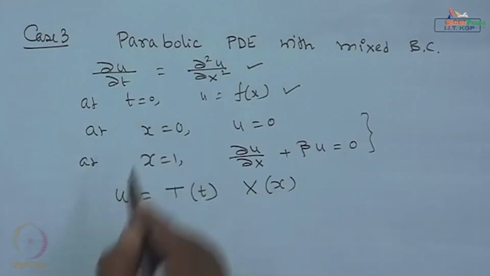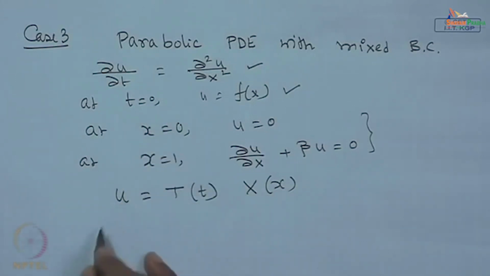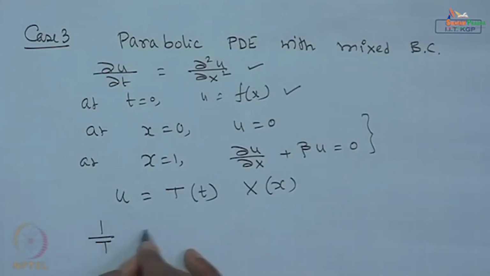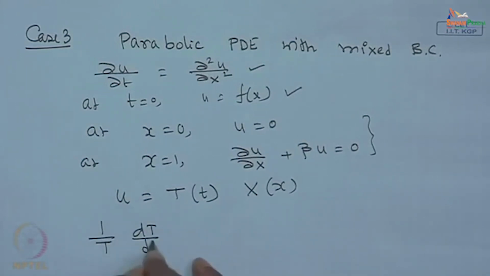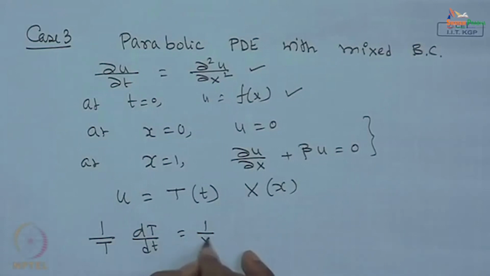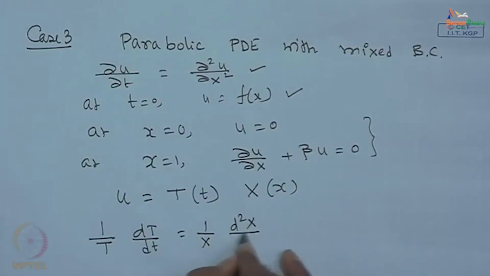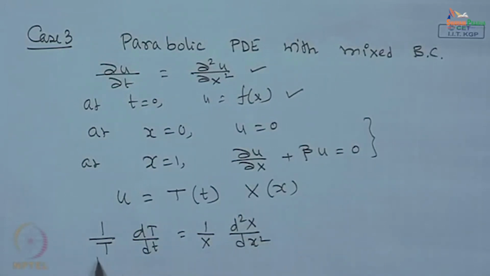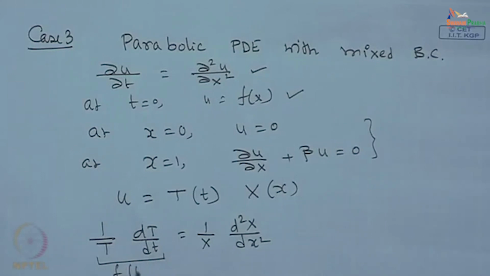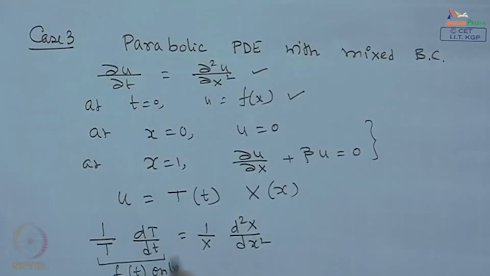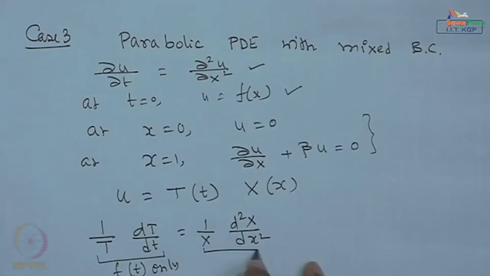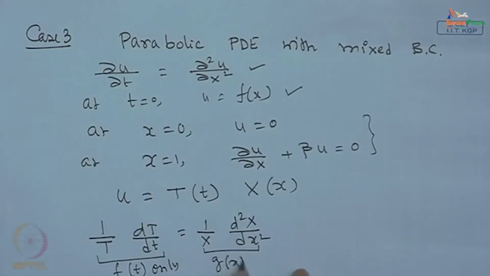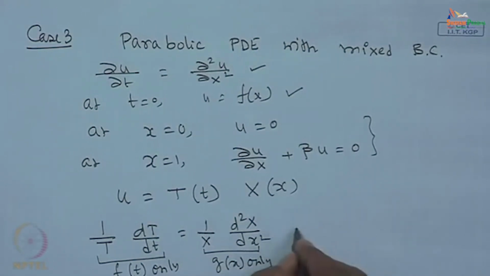So, if you substitute this there and separate the variables, what you will be getting is 1 over T dT/dt is equal to 1 over X d square X/dx square. The left hand side is a function of t only, the right hand side is a function of space only and they are equal. So, they must be equal to some constant.